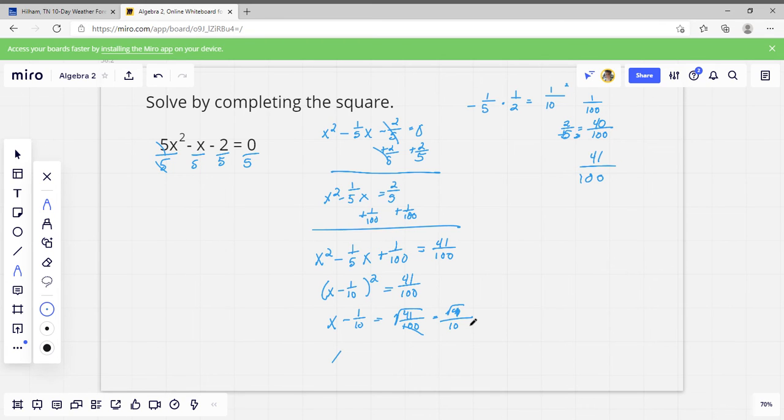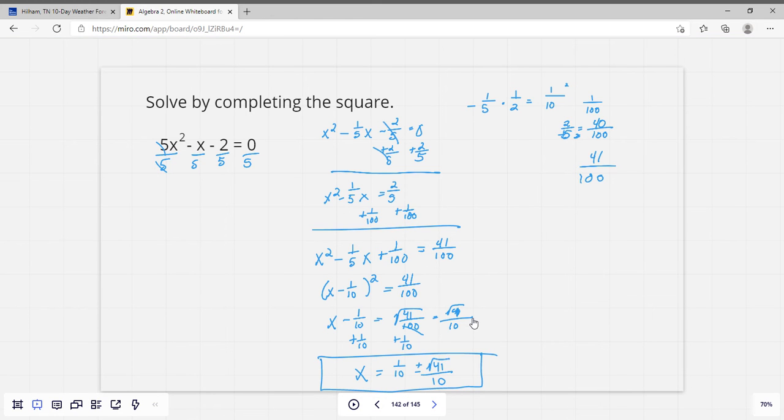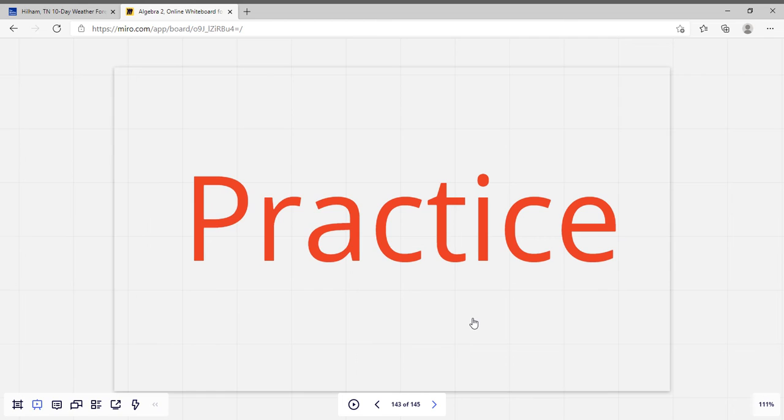Alright, so we got x, we got to get rid of this negative 1/10, so we're going to do plus 1/10 and plus 1/10 over there. And we're going to get x equals 1/10 plus or minus the square root of 41 over 10. And that's the answer to that one. So these are just like the completing the square that we were doing already, except first you have to divide every term by the leading coefficient. Alright, go ahead and work the practice problems, and then I'll come back and work them for you.